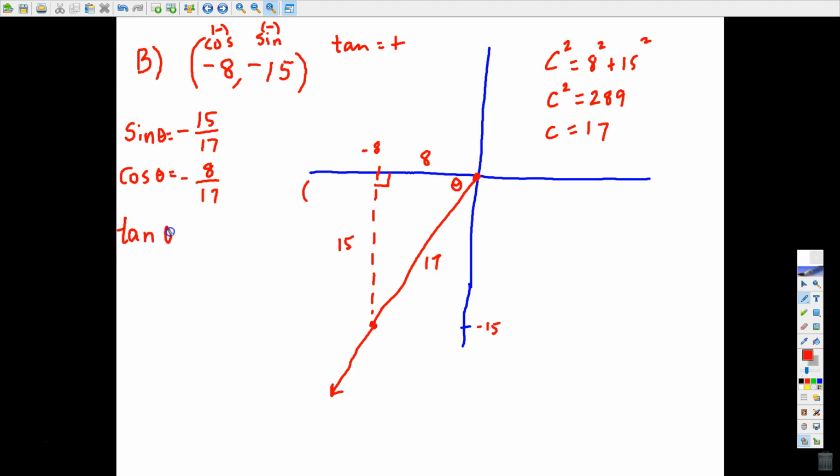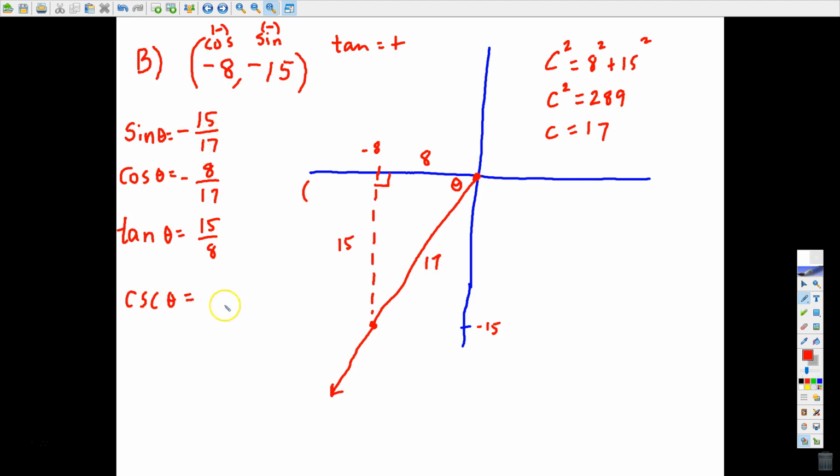Tangent theta. Okay, tangent is, for theta, it's opposite over adjacent. And for tangent in quadrant 3, we've already shown that it's positive, because negative divided by negative creates a positive ratio. Okay, so now let's work on the reciprocals. The reciprocal of sine is cosecant.